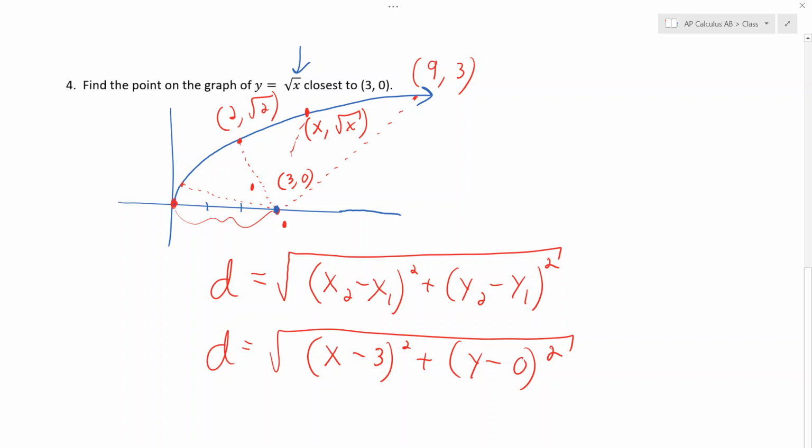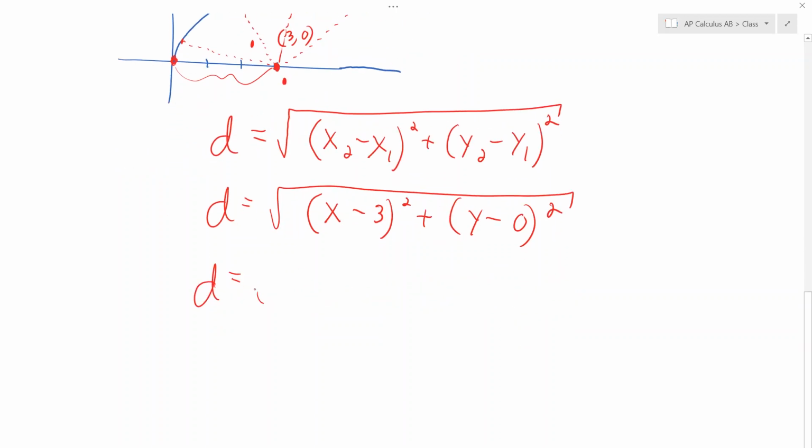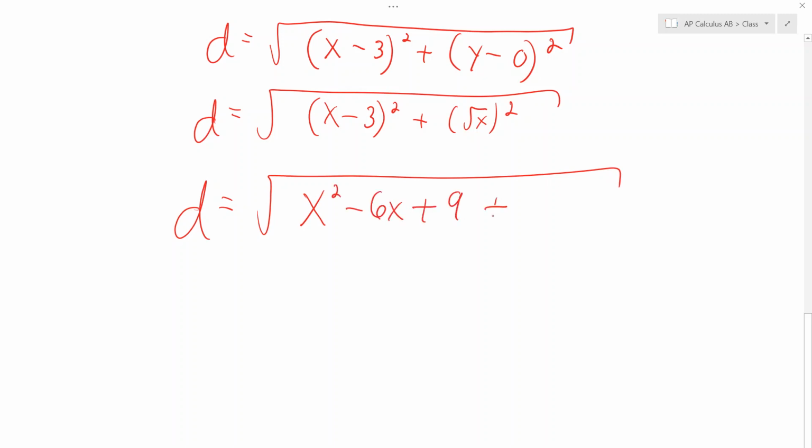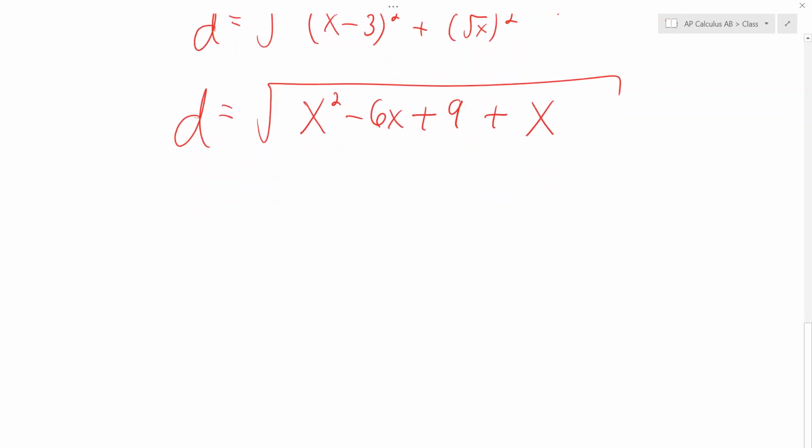So my distance formula from a point on this curve to this point here is actually the square root of (x minus 3) squared plus (root x minus 0) squared. And now I have an equation that's boiled all the way down to just one variable. Before we differentiate it, we're going to simplify this thing. If we square that out, it's x squared minus 6x plus 9 plus root x squared, which is just x. Which means my distance formula is really the square root of x squared minus 5x plus 9.